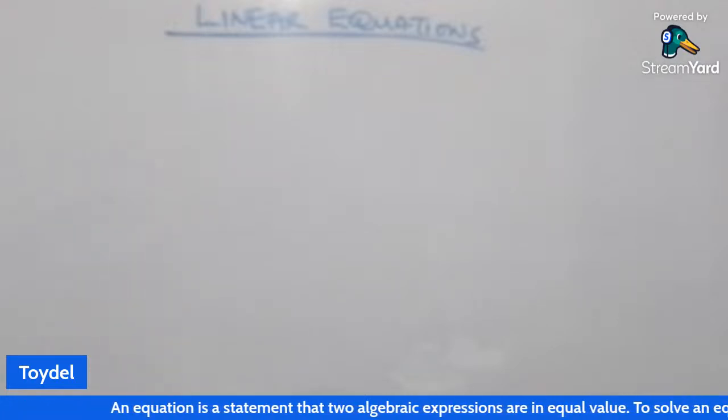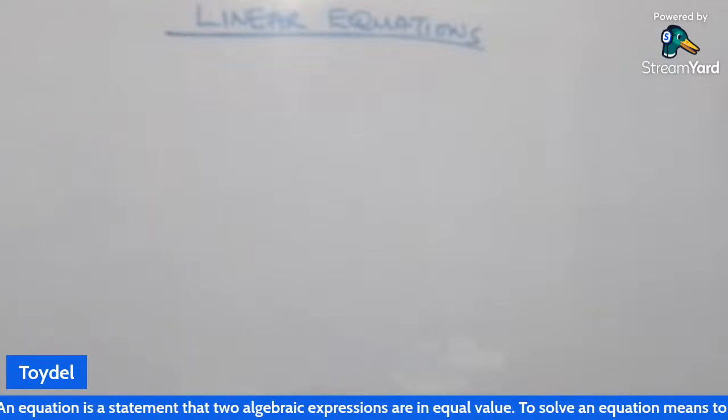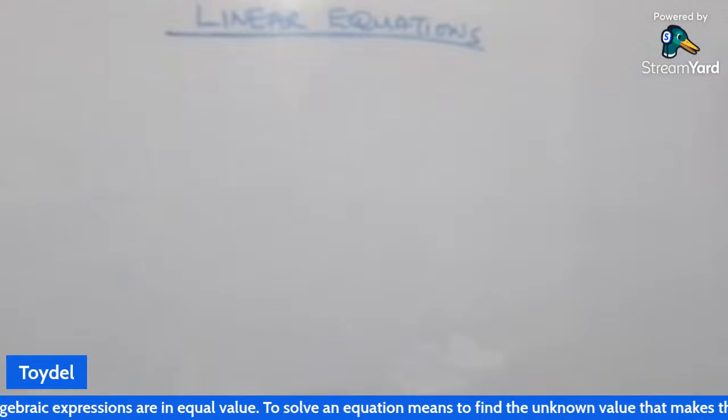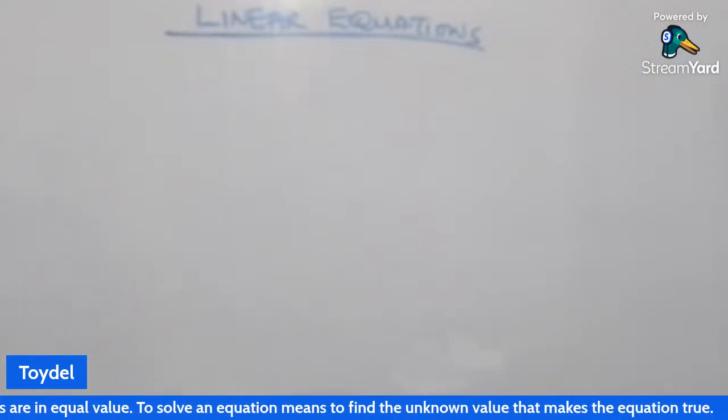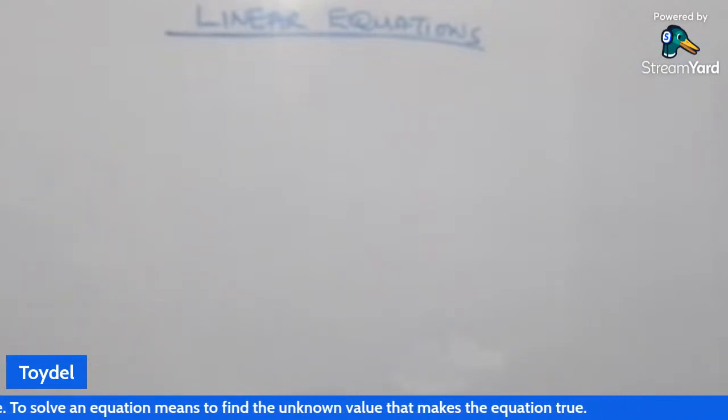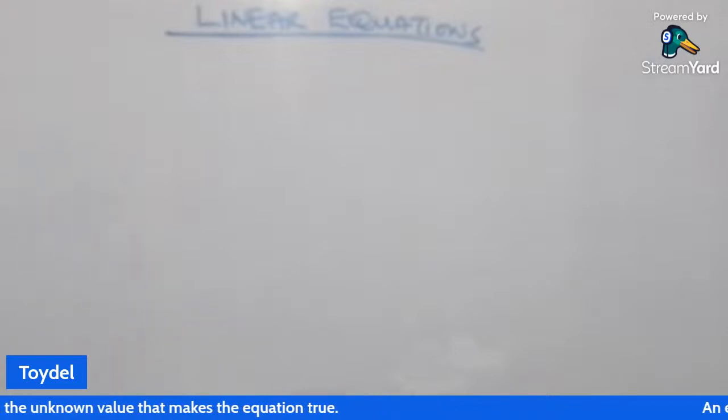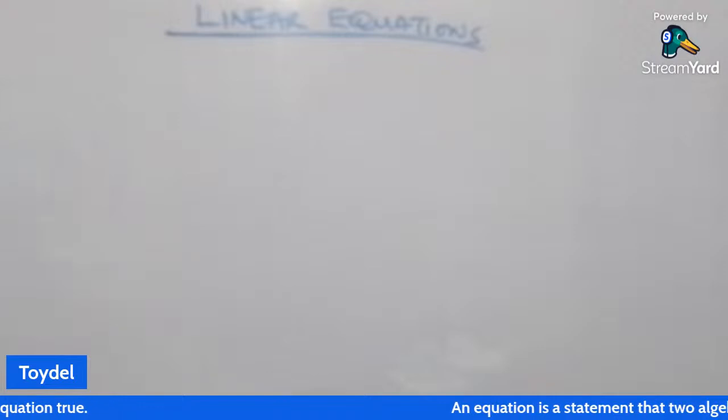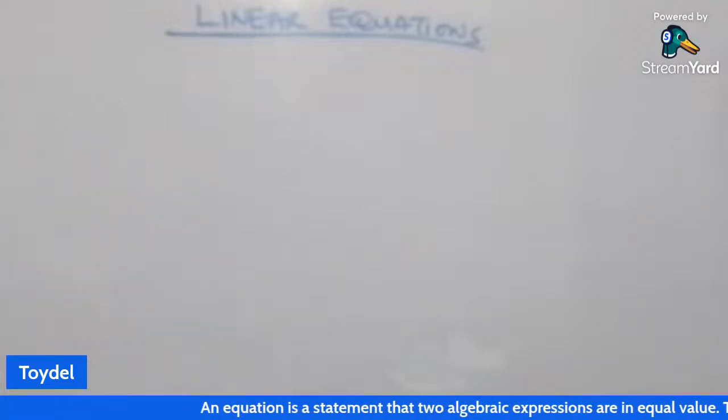An equation is a statement that two algebraic expressions are in equal value. Then to solve an equation simply means that we want to find the real value of the unknown that makes the equation true.